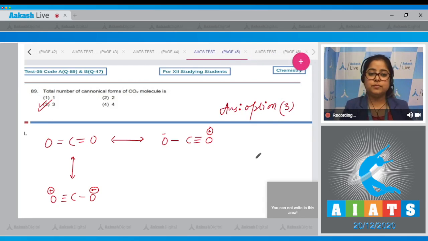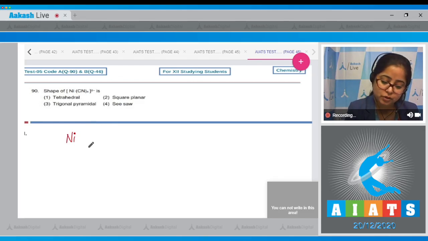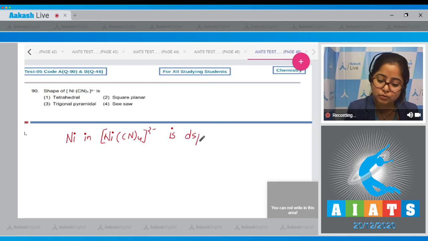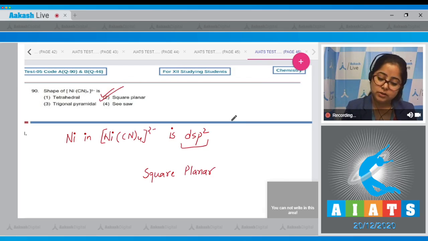Moving to next question. Let's read it. The shape of [Ni(CN)4]2- is? Student, the hybridization of nickel in [Ni(CN)4]2- is dsp2. And if the hybridization of central metal is dsp2, then the shape is square planar. That means the correct answer is option number 2.